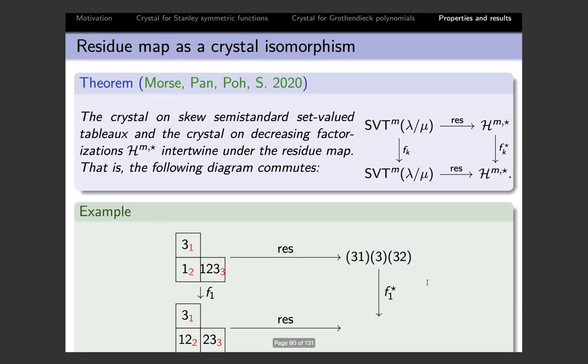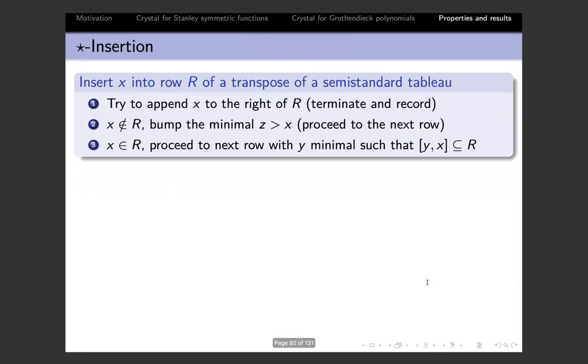And then our crystal operators, the F1, well, it would pair the 3 with the 3. And then it actually moves a 2 over under our rules. And this diagram commutes. So the residue map intertwines these two crystal operators. So that is one of the results.